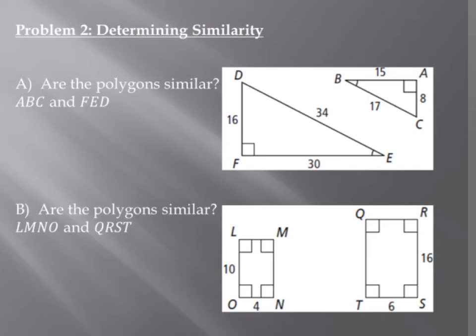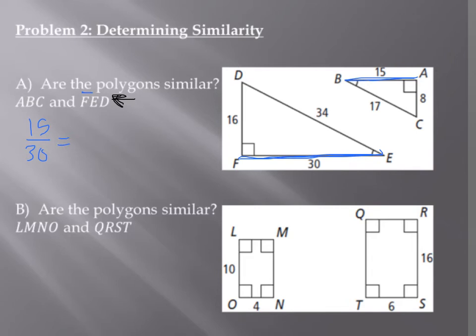Saying, are these similar? Well, I'm given all side lengths, so I want to see if their ratios are similar. And I'm going to use this information here to help me. It's saying AB. So if I look at AB right here, that's 15. 15 should be in the same spot as FE. So FE is right here. So I'm going to put 15 over 30. I'm checking all my proportions to see if they're equal to each other.